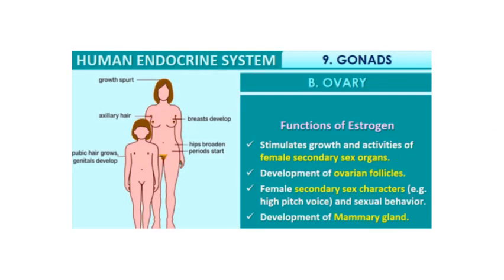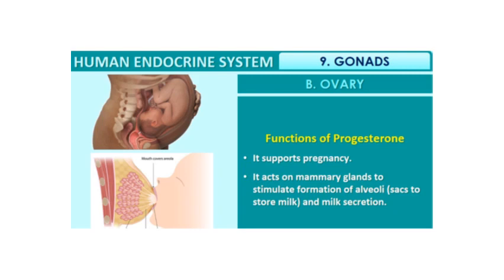Estrogen stimulates the growth and activity of female secondary sex organs, development of ovarian follicle, female secondary sex characters and sexual behavior, and development of the mammary gland. The functions of progesterone include that it supports pregnancy, and it acts on the mammary gland to stimulate the formation of alveoli and milk secretion.